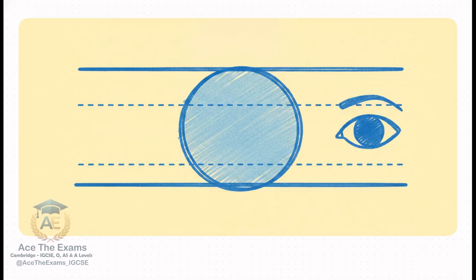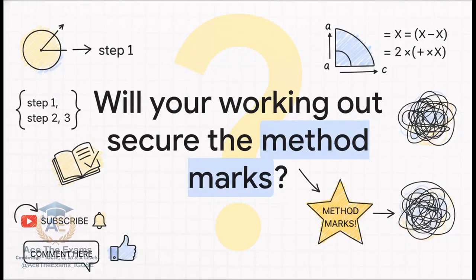So we're going to end this explainer with a bit of a provocative challenge for you. Go grab your last past paper and look at it objectively. Will your working out actually secure the method marks? If a Cambridge examiner looks at your page, are they going to see a logical, step-by-step masterclass in coordinate geometry and algebra, or are they going to see a chaotic scramble of numbers? Because the difference between an average score and absolute top marks lies entirely in the clarity of your process.